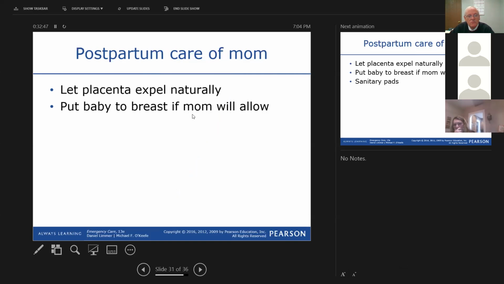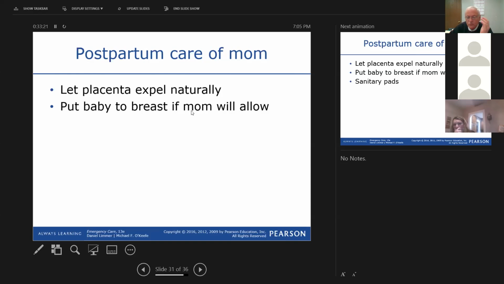If mom will allow it, let her breastfeed. There are a couple of reasons for this, but the big one for us is that when mom breastfeeds for the first time, her body will release a hormone called oxytocin. And oxytocin is what causes the uterus to contract. We want that uterus to contract. We want those blood vessels to clamp, right? So putting a baby to breast really assists that.